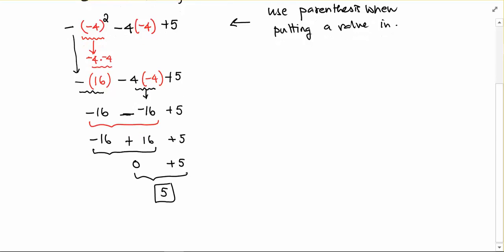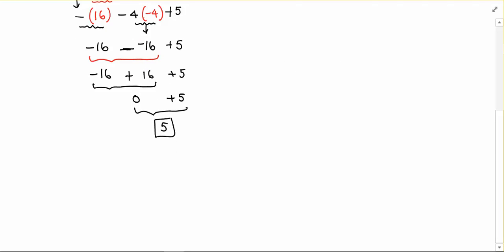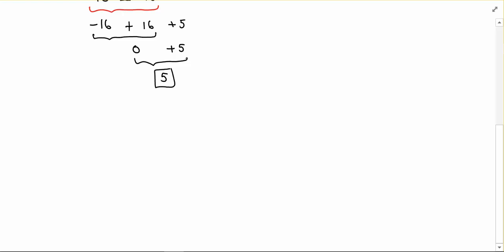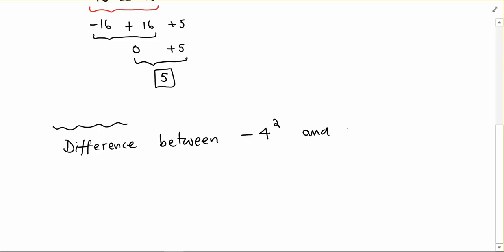Now we'll do another example of this, but I do want to point something out before I get to that next example. And that is the difference between minus 4 squared and minus 4 whole thing squared.